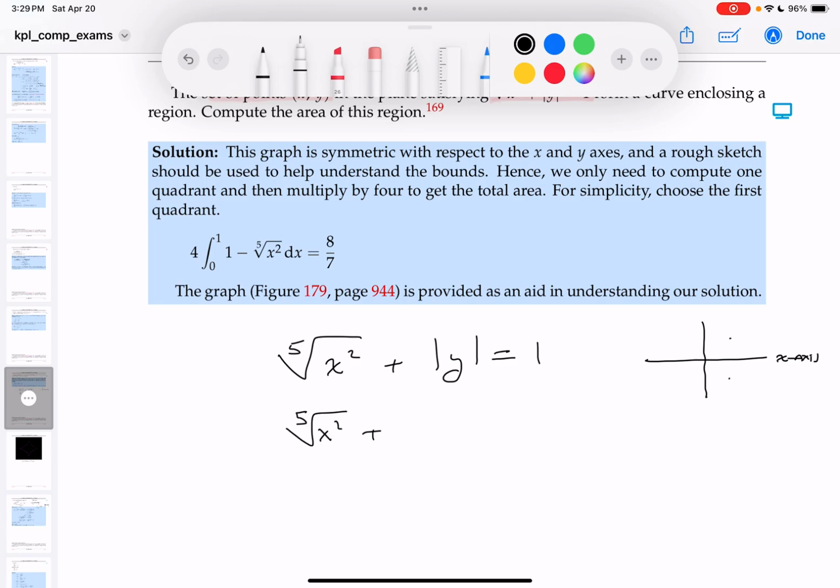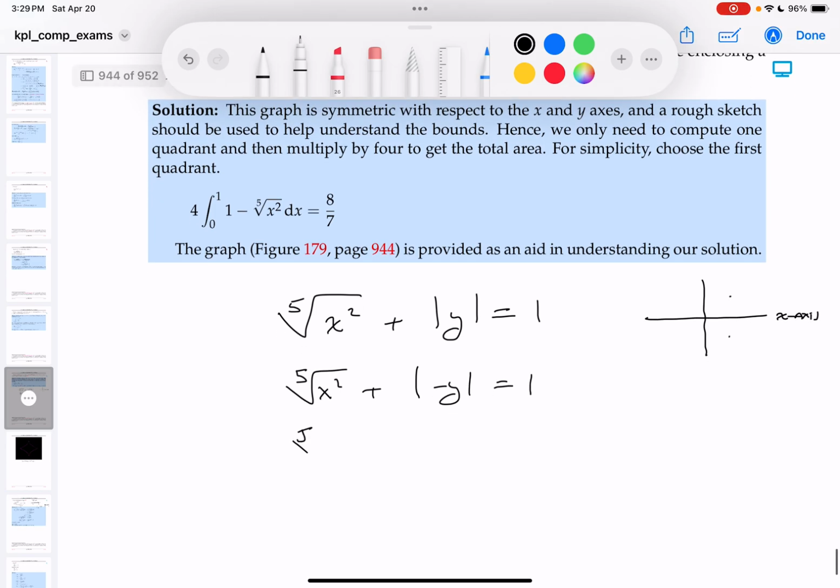Let me write that down for you. Replace y by minus y, and there's no change in the problem. What do you get? The fifth root of x squared plus the absolute value of y. This is somewhat helpful.